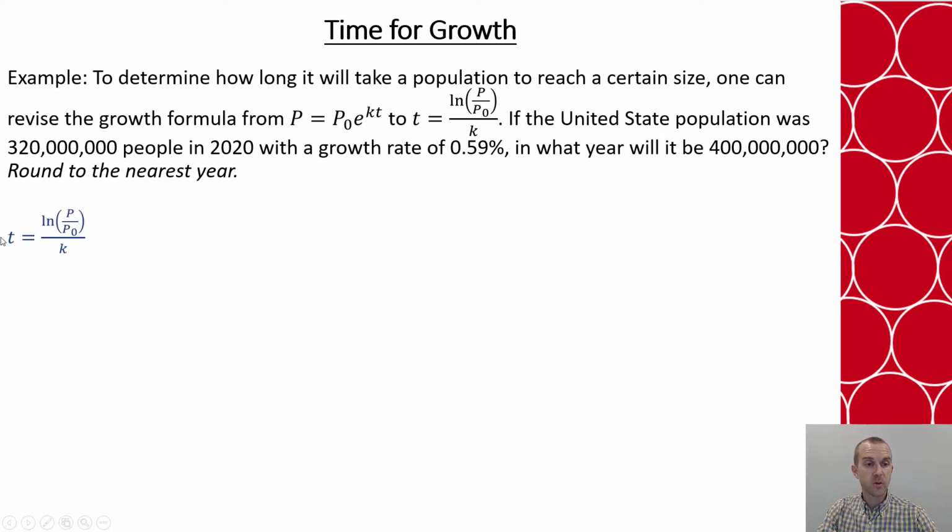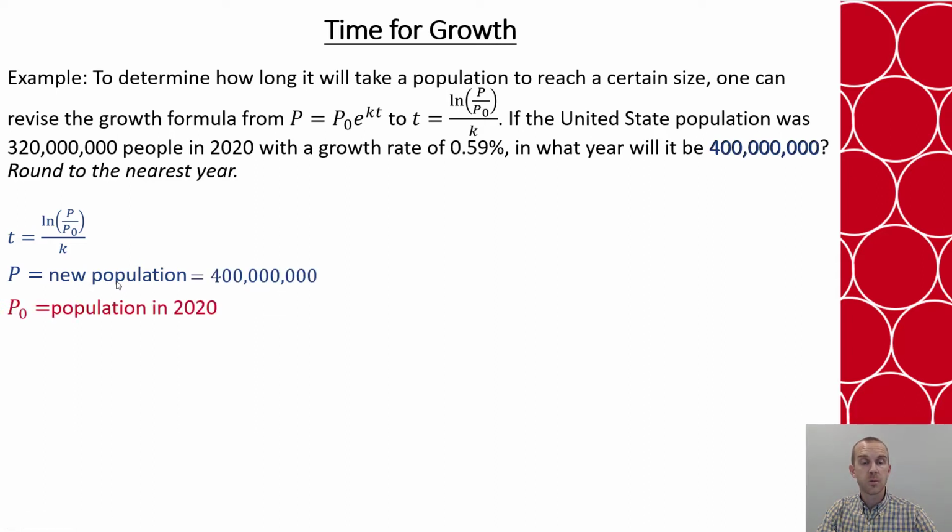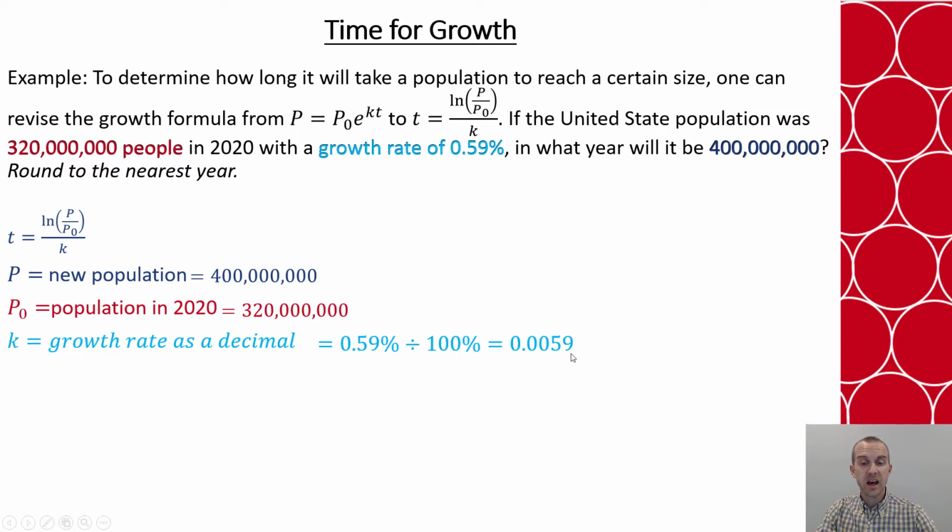So we have this new formula where we're solving for the time. We're told that P is that new population that we want to know, which is the 400 million. The P naught was the original population, which was the 320 million people. And we're told this growth rate as a percent. So 0.59% we would write as 59/10,000s. We want to divide that by 100 so that we're actually dealing with the decimal and not the percent. So I substitute in my values. And again, this is the time since 2020, so I'll have to remember to add that on.